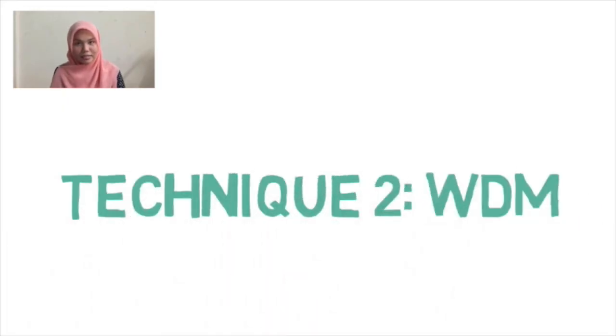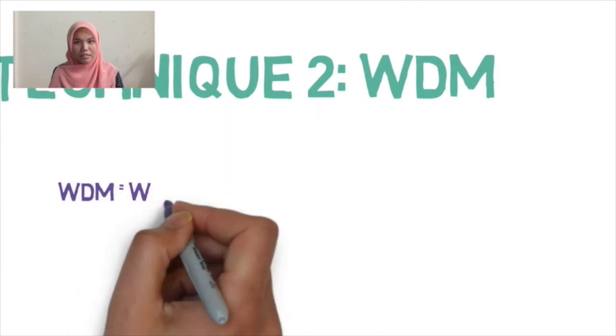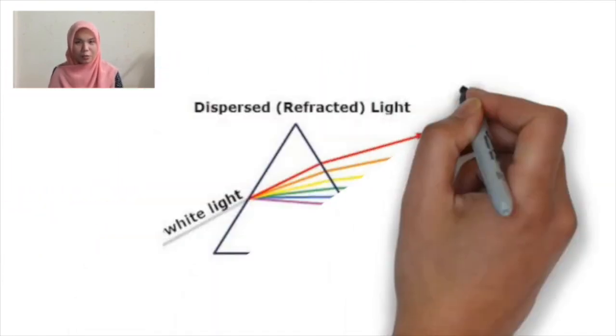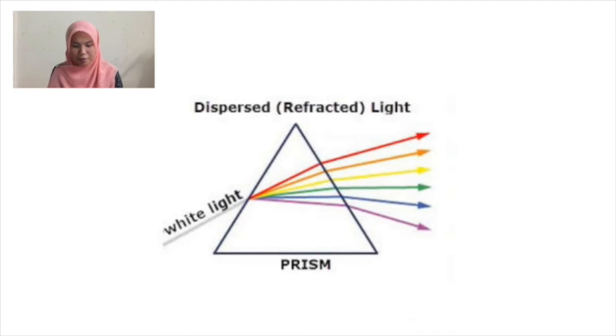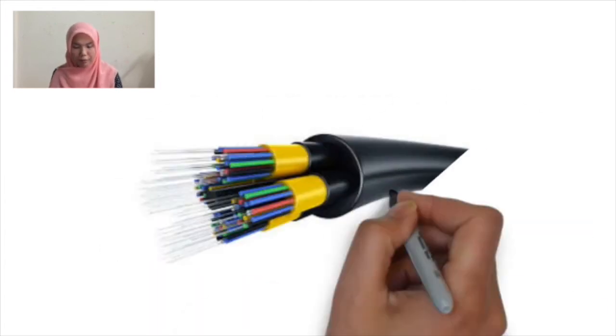The second technique is WDM. WDM stands for wavelength division multiplexing. WDM has a relation with the refraction of light. In this diagram, light is refracted through a prism. The output light is separated into several lines of light that have different frequencies. When we go deeper into multiplexing, it has the same concept as refraction of light, where they are combining several lines into one. WDM is designed to use the high data rate capability of fiber optic cable.